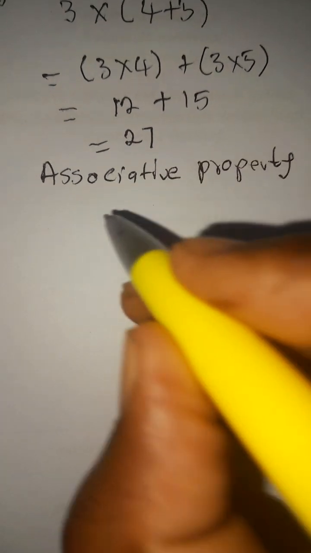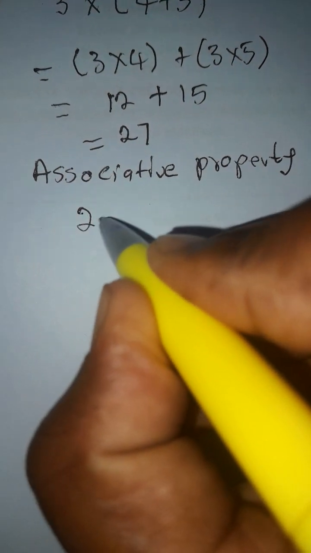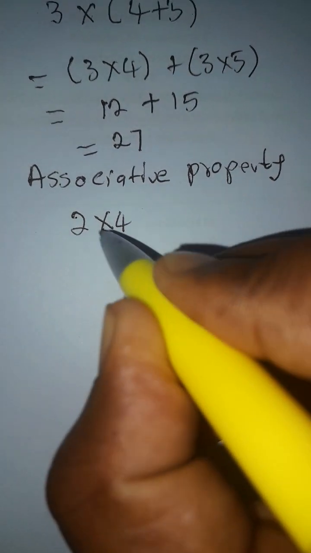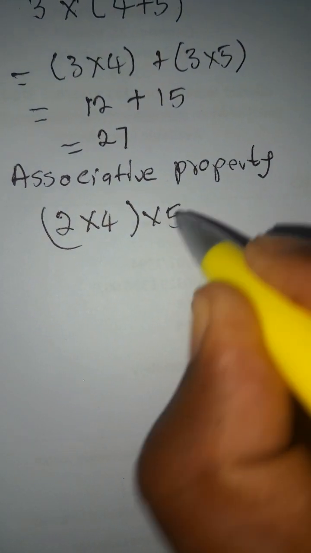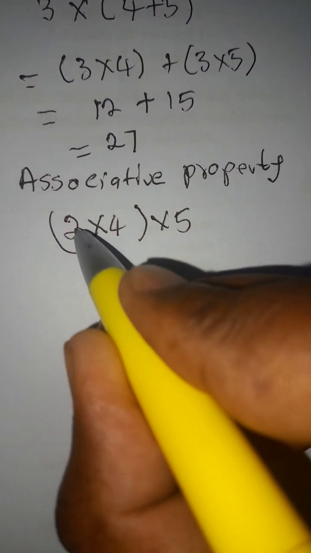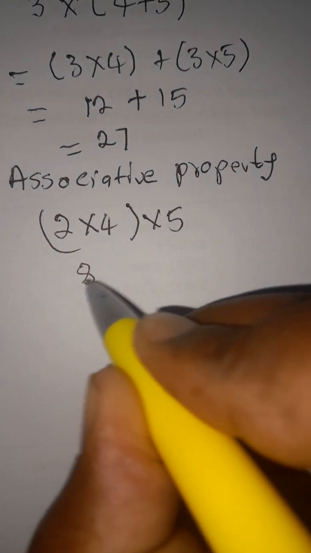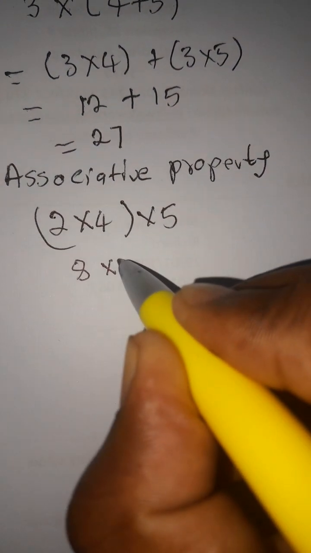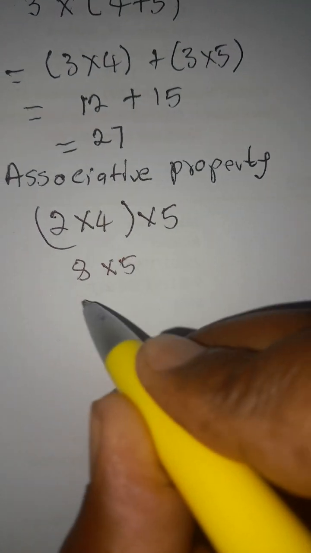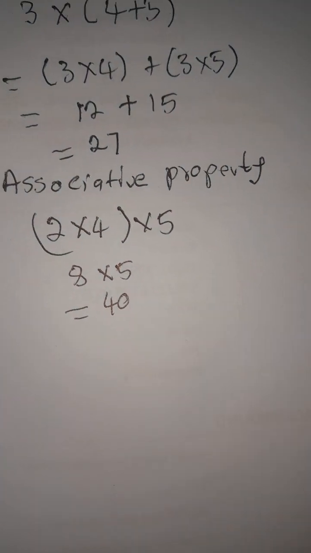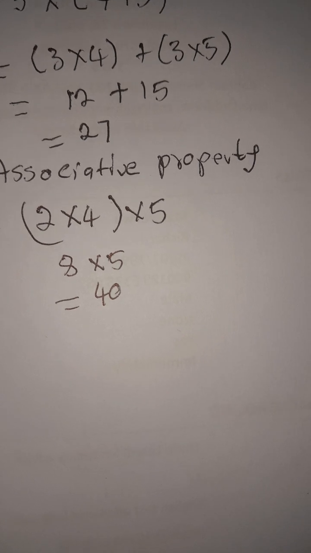So the example for the associative property will be, let's say I'm having 2 times 4 times 5. For me to calculate this, I start with the bracket: 2 times 4, which is 8, and 8 times 5 will result in 40. Yes, 8 times 5 is 40.